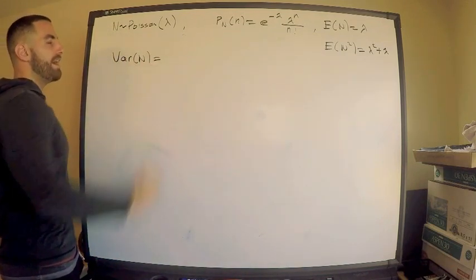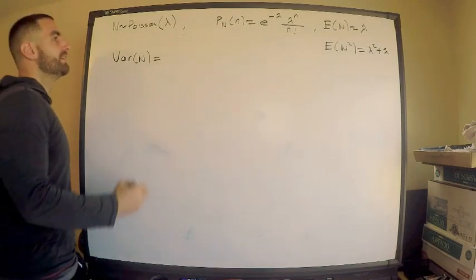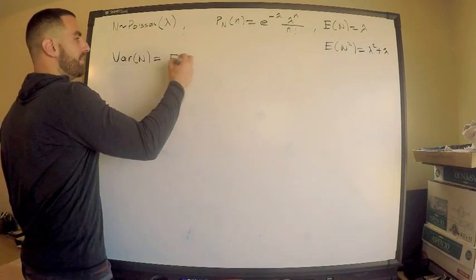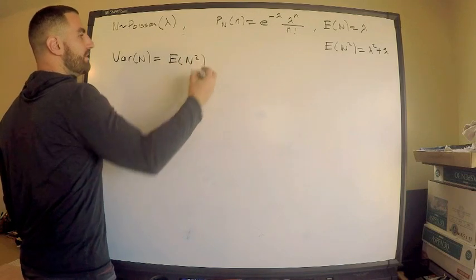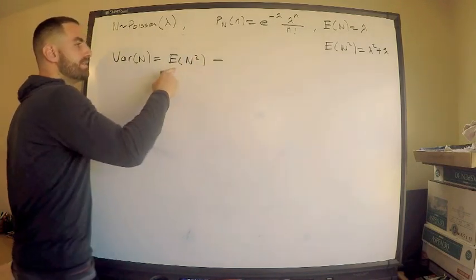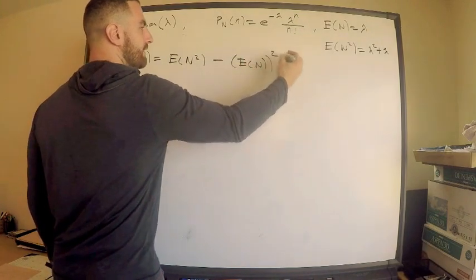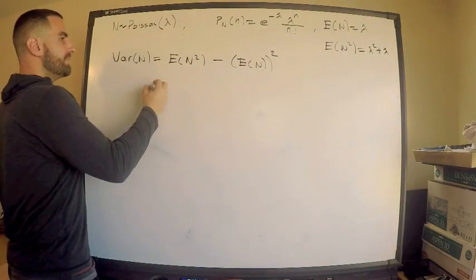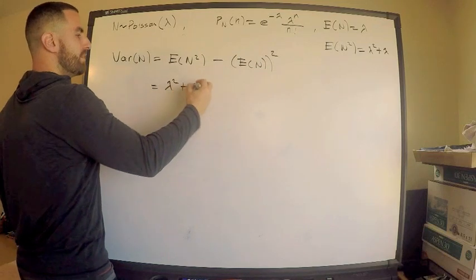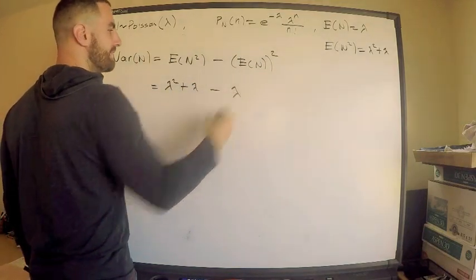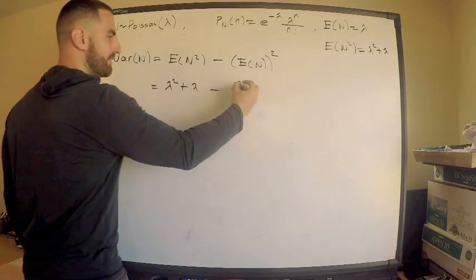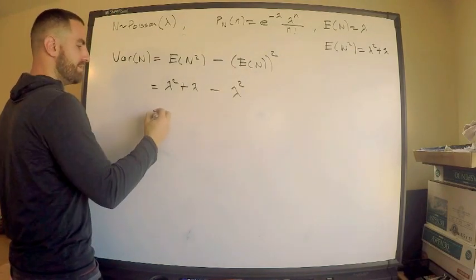Anyways, whatever. The variance of n, we know, you should absolutely know this definition of variance. If you're going to get anywhere in your probability life, you need to know the variance. It's always the second moment minus the first moment squared. We have all the information. This is equal to lambda squared plus lambda minus lambda squared, because I'm squaring the first moment. This is equal to lambda.